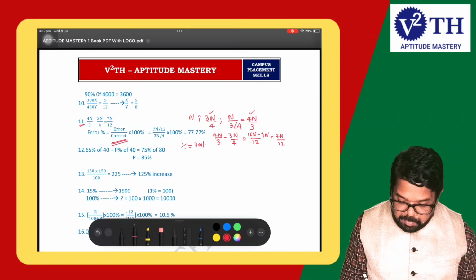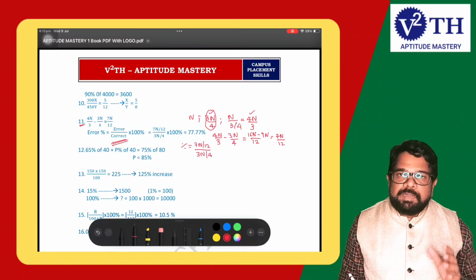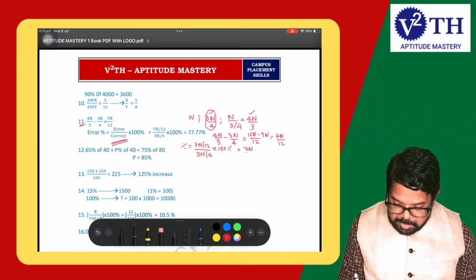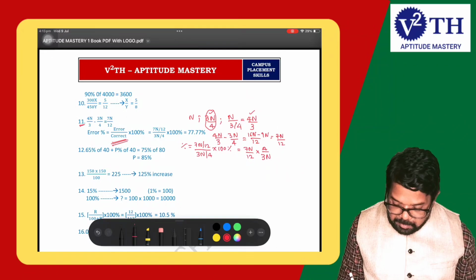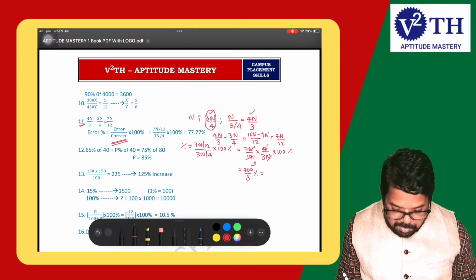Error is 7n by 12 by the true value. What is the true value? 3n by 4 is the true value, since he has to multiply the number by 3 by 4. So the error percent is error by true value into 100 percent. Simplify this: 7n by 12, instead of division, if you take multiplication, becomes 4 by 3n, into 100%. By cancellation of n, and again 4 3s get cancelled, we get 700 by 3. So 700 by 3% is what we got now.